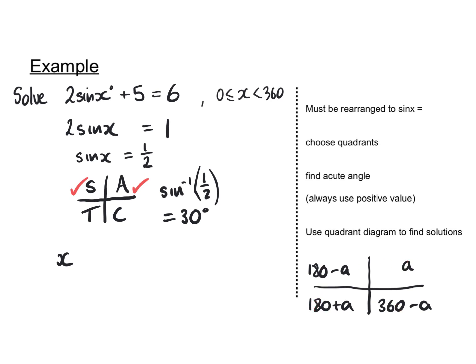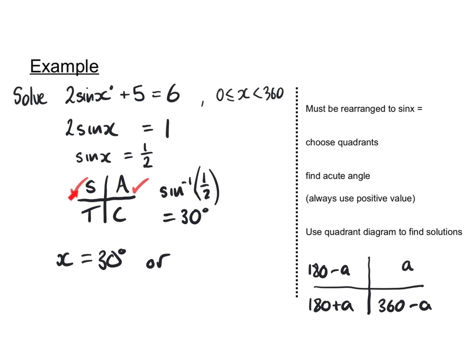So if I look at the quadrants that I actually ticked in this question, I ticked the first quadrant A. Over here, that tells me one of my solutions is just the acute angle, which is 30. So I'm going to write that down. 30 degrees is one of my answers. Now I have 2 ticks here, so that means there are 2 solutions.